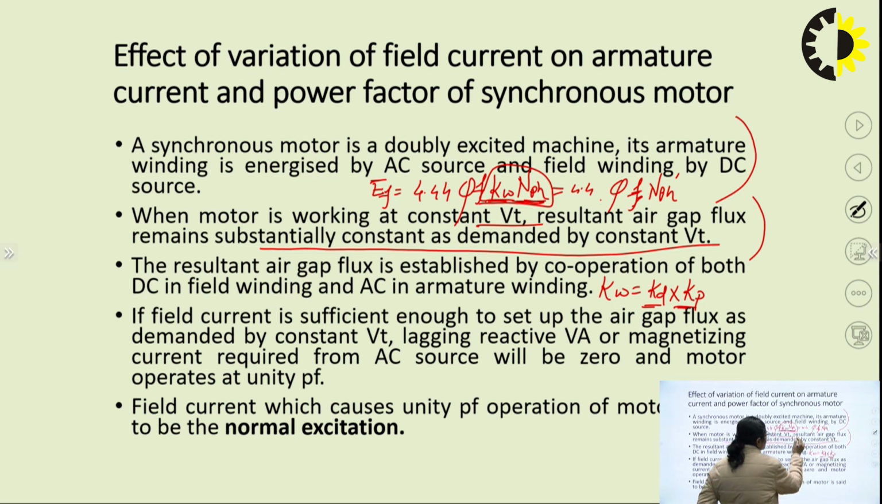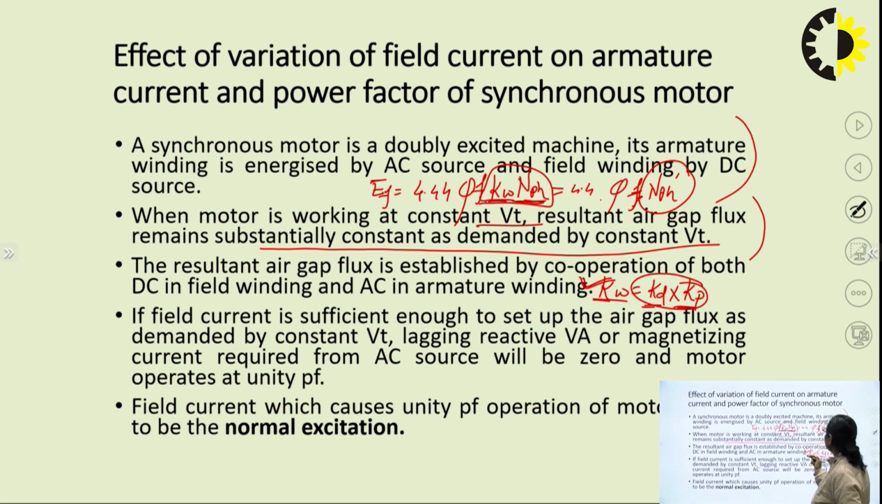So, taking into account the distribution factor and pitch factor, this is a constant once the machine is constructed, right? Once the machine is manufactured, Kw is constant. So, Kw multiplied by Nph gives us the effective number of series connected turns per phase. From this equation, we see it is 4.44 phi F Nph dash. Supply frequency is kept constant. Terminal voltage is also constant.